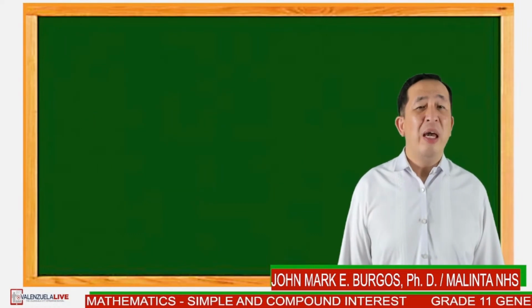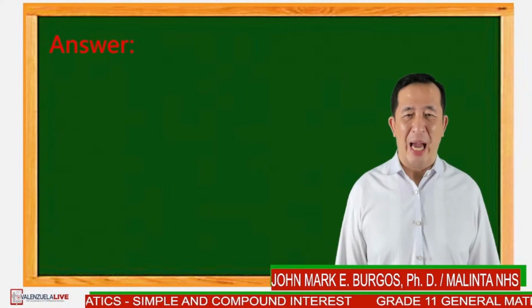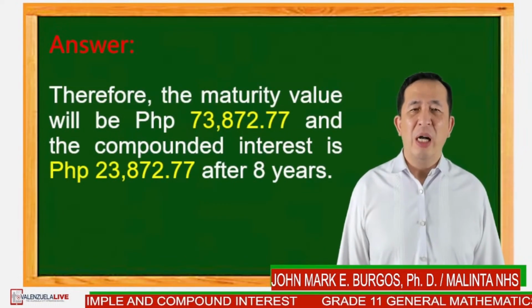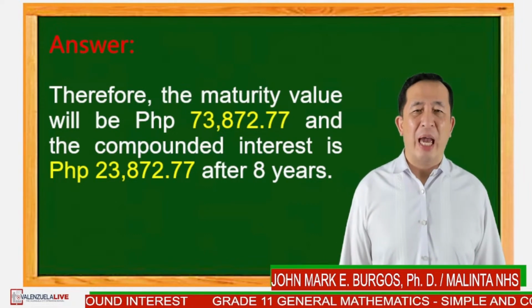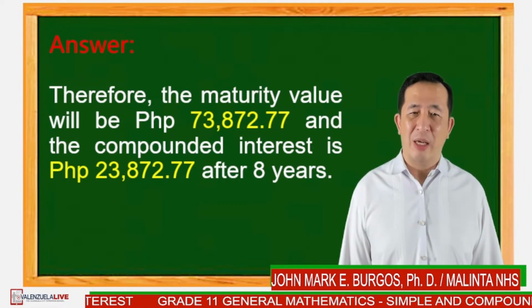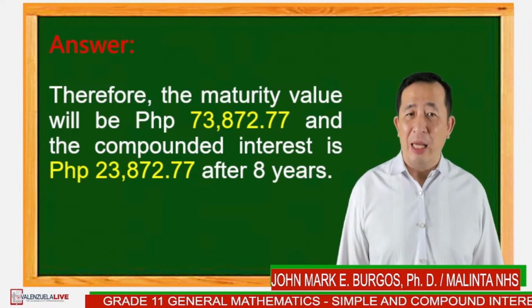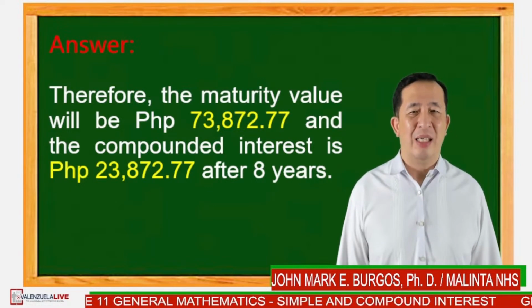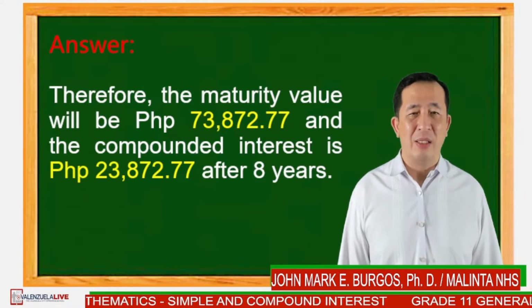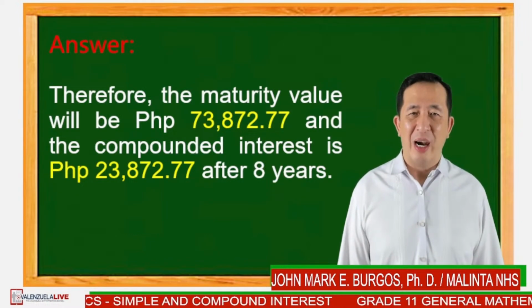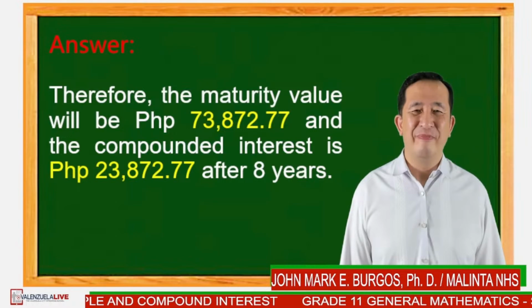So, here is the conclusion or the answer. Therefore, the maturity value will be 73,872 pesos and 77 centavos, and the compounded interest is 23,872 pesos and 77 centavos after 8 years.